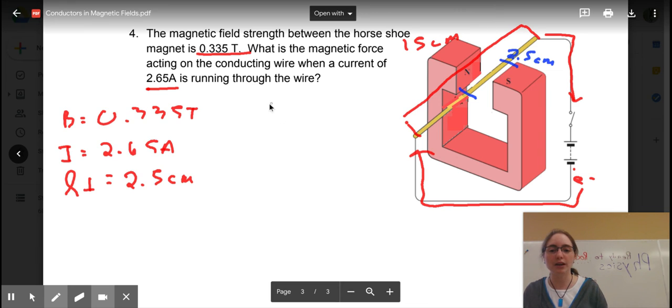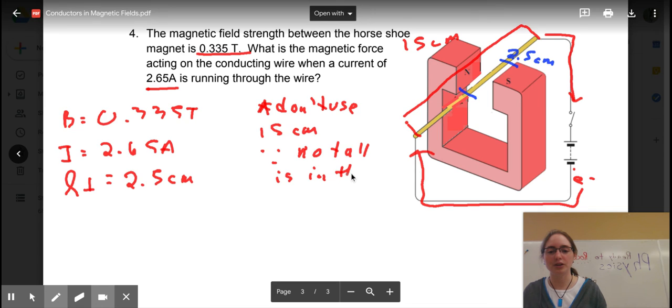Okay, so I would even make a note here. Don't use 15 centimeters because not all is in the field. So there's your note for your notes.